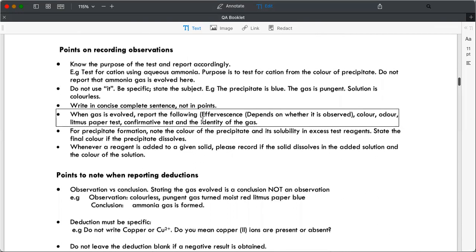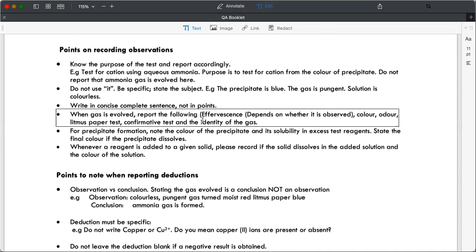When a gas is evolved, report effervescence, if there's any. But some gases do not produce effervescence. For example, the test for ammonium ion, where ammonia gas is evolved when ammonium ions react with alkali and warm. For this reaction, there's no effervescence because ammonia gas is a soluble gas and it will dissolve in the solution. Another gas with no effervescence is chlorine, because chlorine is another soluble gas. The gases that produce effervescence are carbon dioxide, hydrogen and oxygen, because these gases are insoluble in water.